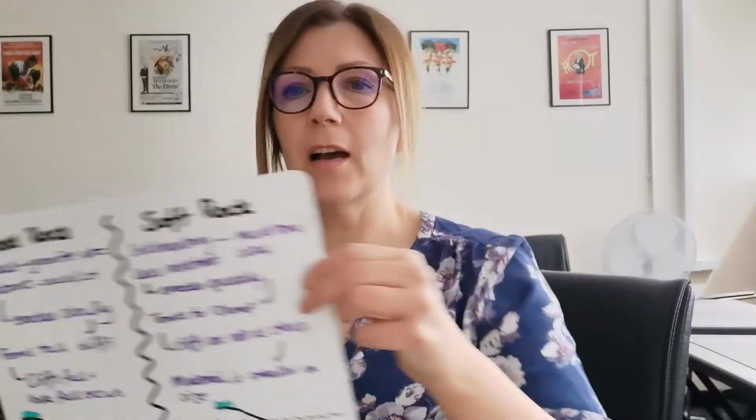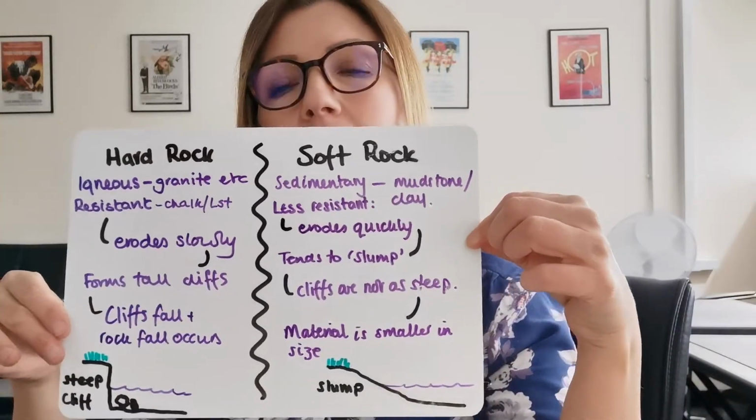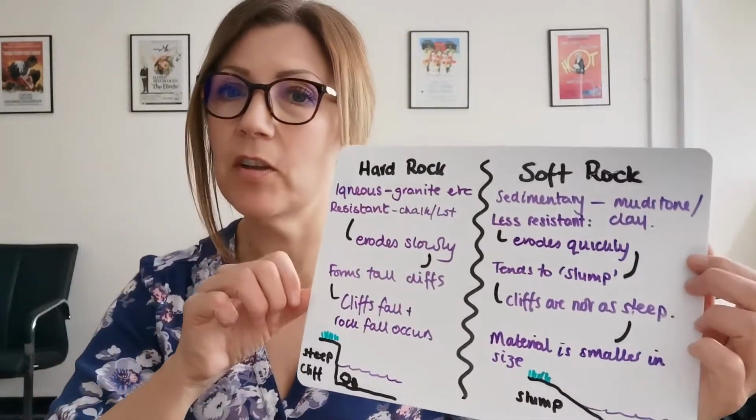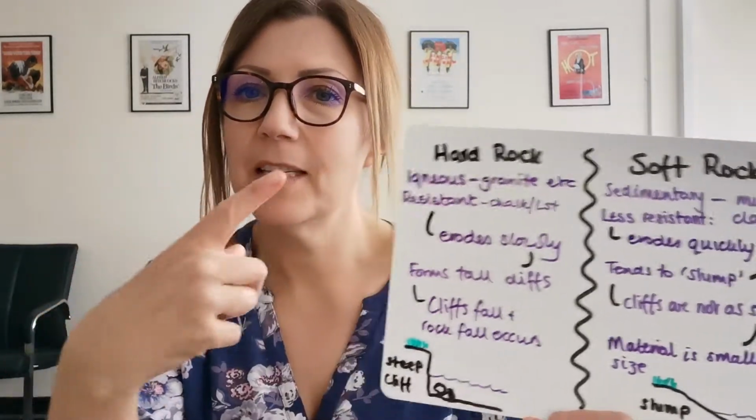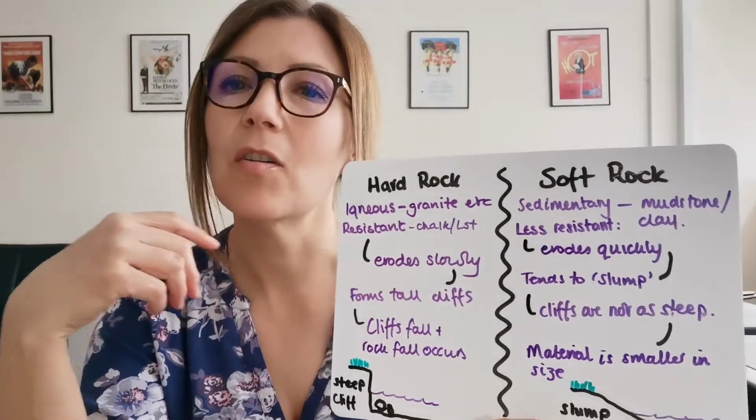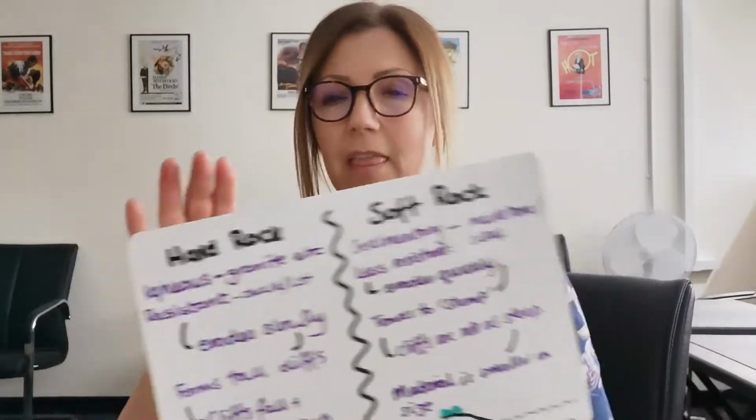Hi guys, today we're going to be looking at the UK's evolving physical landscape, and I'm going to be talking you through a few things which I've put on a whiteboard here. So to start off with, we're going to be looking at the differences between hard and soft rock on the coastline and what they lead to.